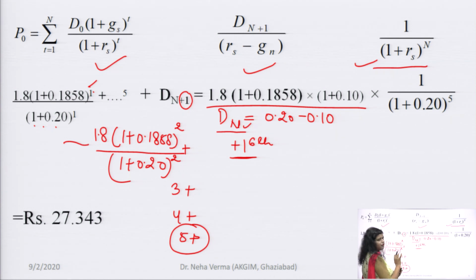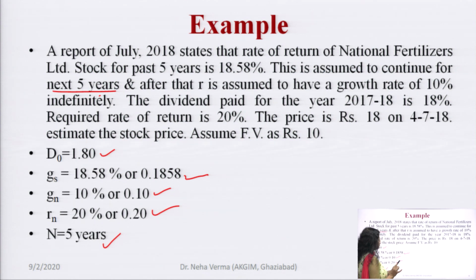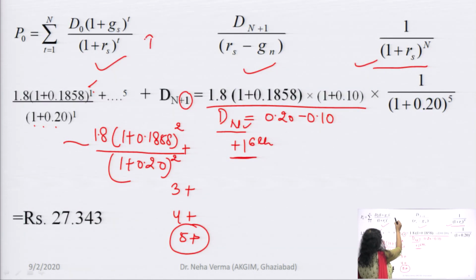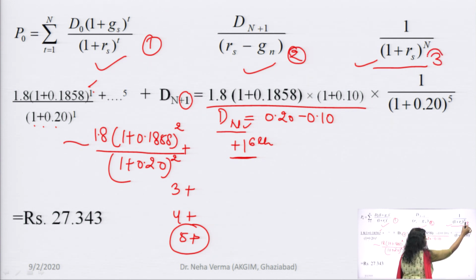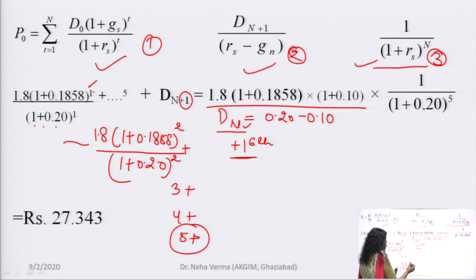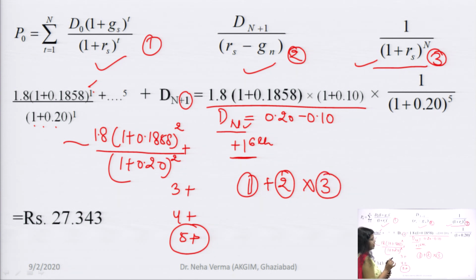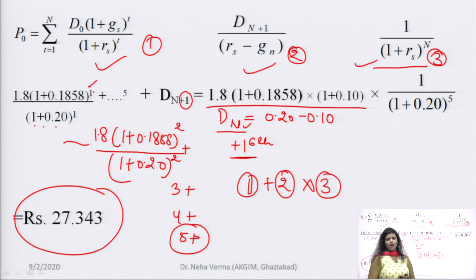Once the values of all three factors have been calculated, they will be put into the original model. The original model says the first value plus the second value multiplied by the third value. So after calculating the values for numbers 1, 2 and 3, we put them in the initial two-stage growth model. It will be 1 plus 2 multiplied by 3, and this calculation leads to a value of 27 rupees 343 paise. This is the price we have calculated for the equity shares on the basis of the two-stage growth model.